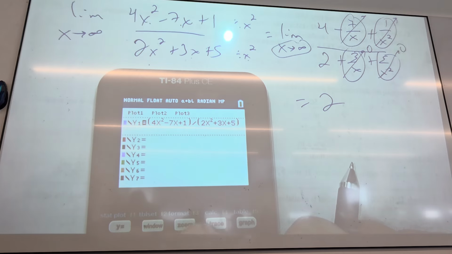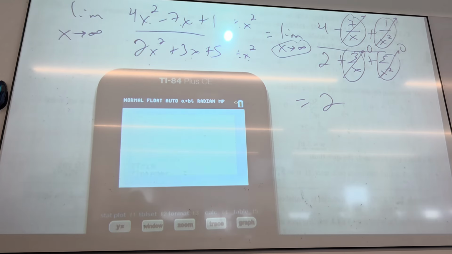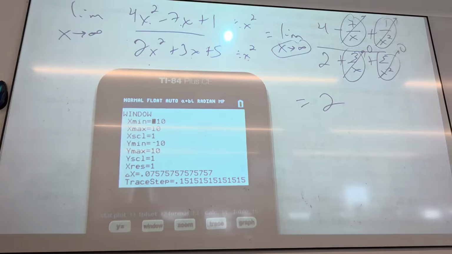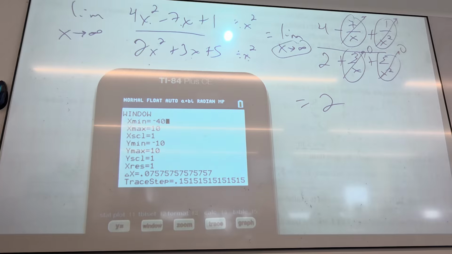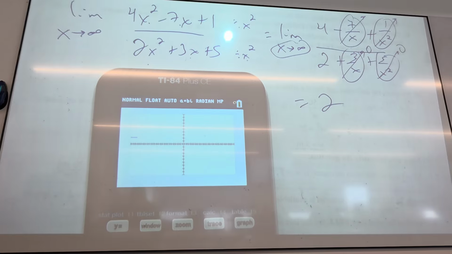If I graph this thing, ooh, this is so cool looking. Ooh, I like it. Let me zoom out a little bit. Let me make my window go from negative 40 to 40. Okay, now watch this. I'm going to include in here y equals 2.